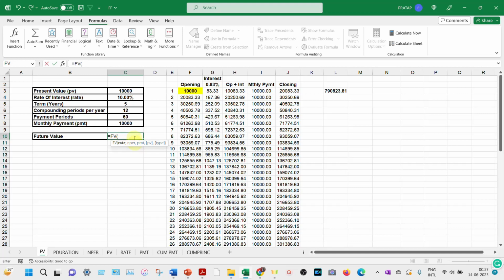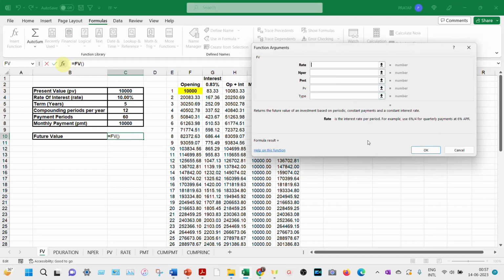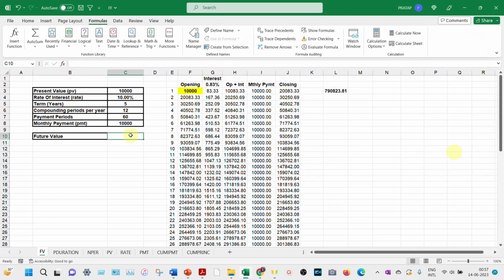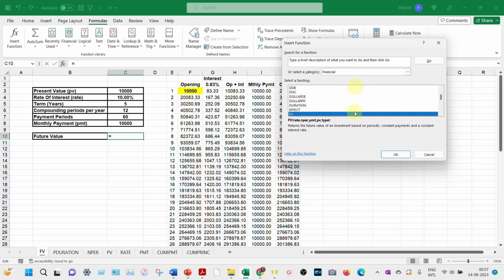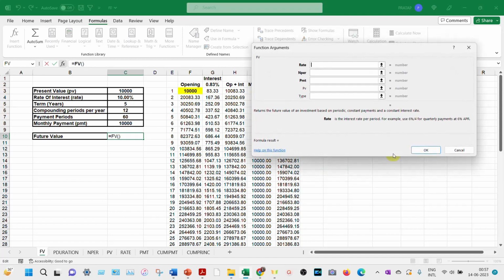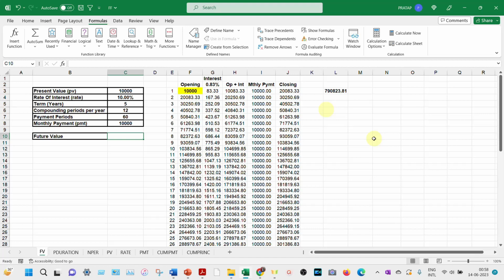To get it back into the tabular form, you can just click on the FX key out here in the formula bar, and again the function arguments open up. The third option is by directly clicking on the FX key and choosing the financial options, and under the financial option we click on F, which takes us to the FV key, and again the argument box opens up. So these are the three different ways by which you can reach your required formula.